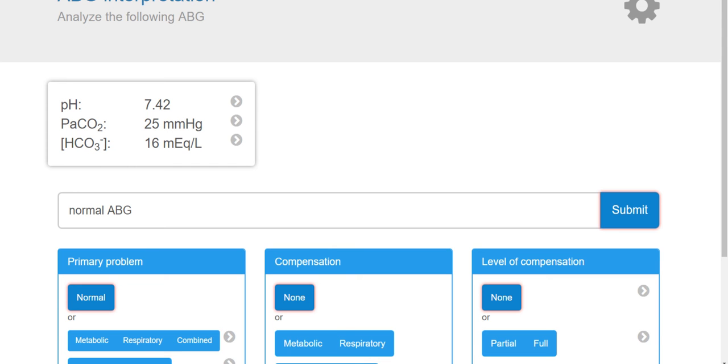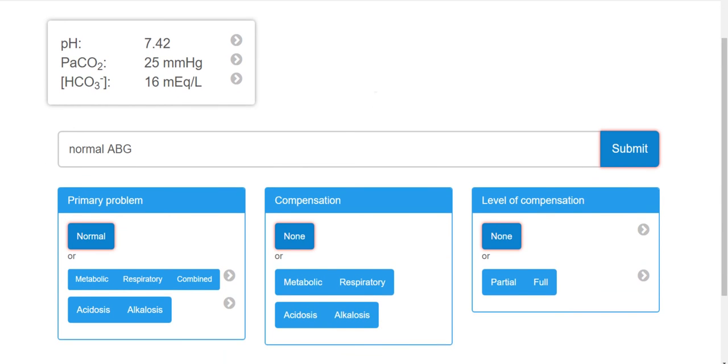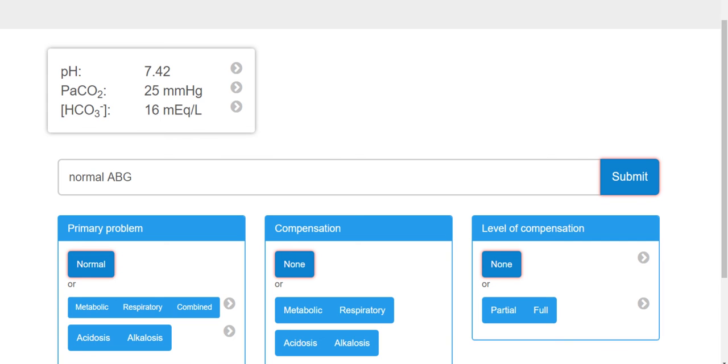So first we've got a pH of 7.42. So 7.42 falls perfectly within 7.35 to 7.45. So we know that this is a normal pH. So it's a normal pH, but they wouldn't be here if there wasn't a problem. So we're going to look at CO2. CO2 is 25, and normally CO2 should be between 35 and 45.